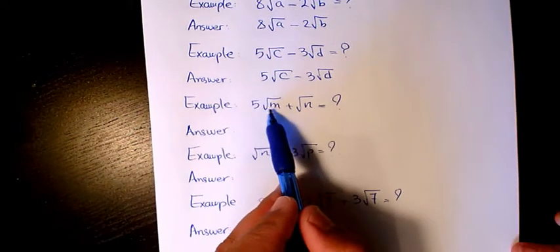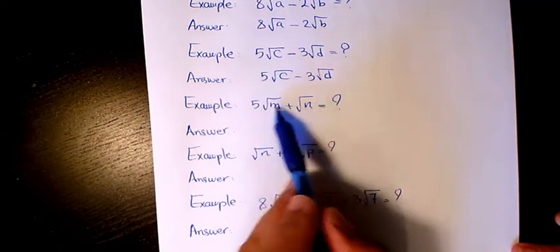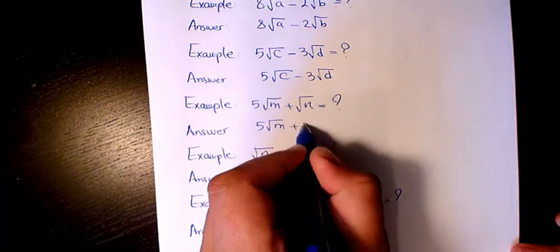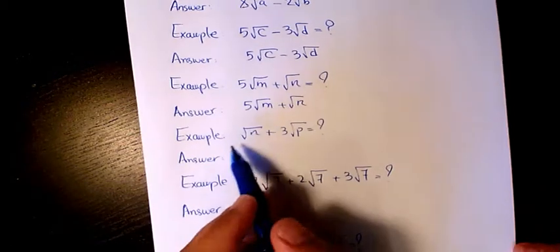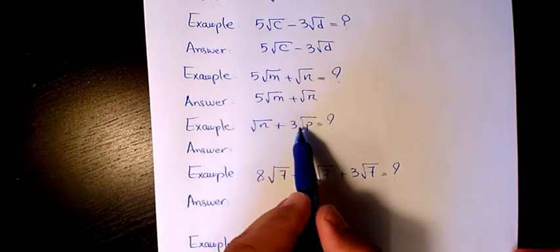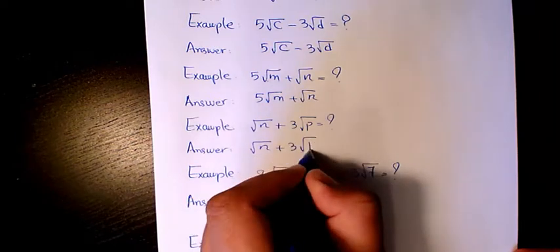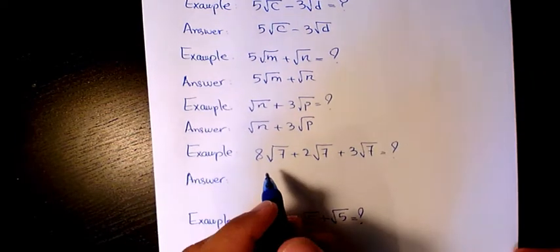We have 5 root m plus root n. They are not the same, they are not like terms, so the answer remains the same. Root n plus 3 root p is going to be the same as well because these two terms are different.